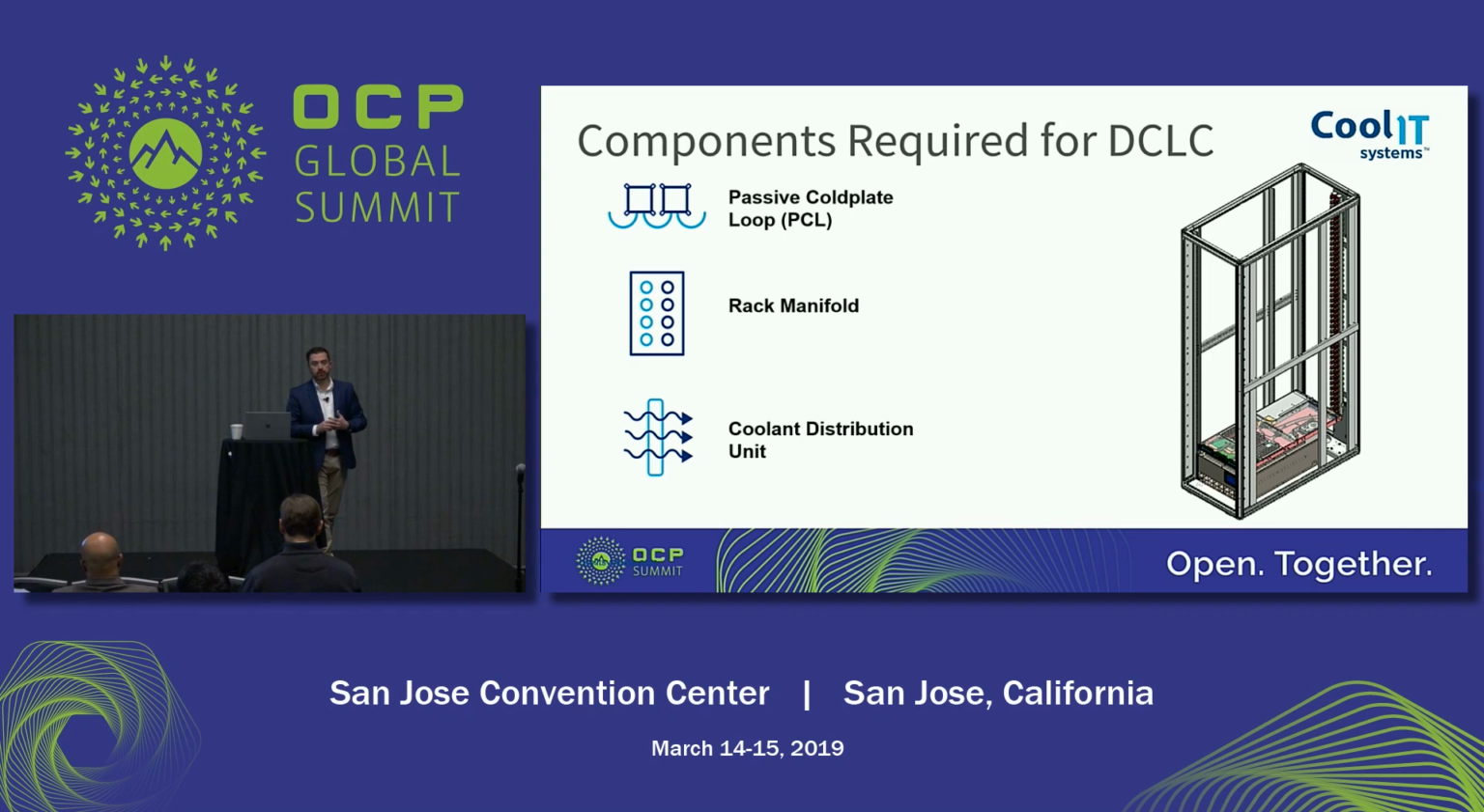When you're looking into a cold plate-based system, there's three modules that you'll want to consider. There's what we call the passive cold plate loop, or your in-server hardware. There's the rack manifold, which distributes the transfer fluid from the CDU through all of the different server modules. And then there's the coolant distribution unit, which provides the pumping power as well as the heat exchanging capabilities of the system.